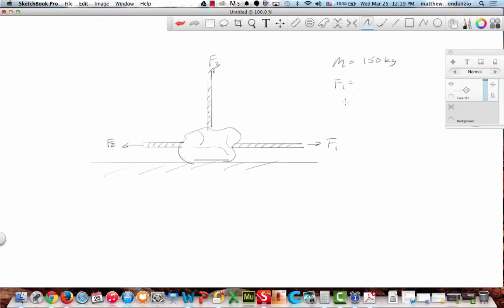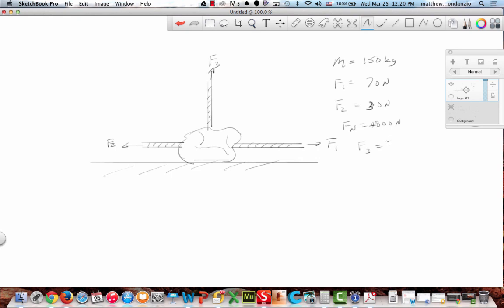F1 equals 70 newtons. F2 equals 30 newtons. Now, F2 is equaling 30 newtons, but it's what direction relative to F1? So it should be negative. You need to make sure you put your negative in there. I'm going to tell you that Fn, the normal force, okay, is 800 newtons positive.